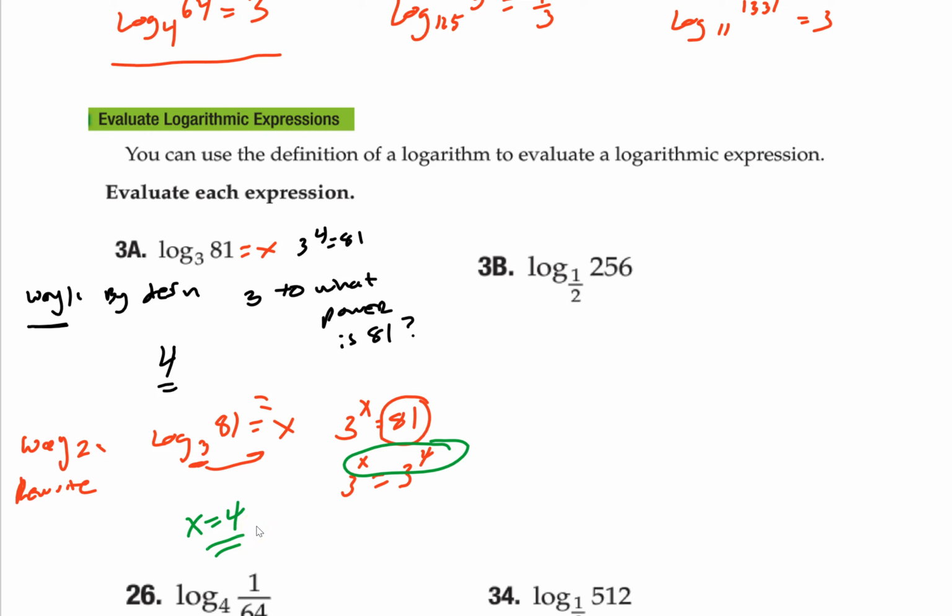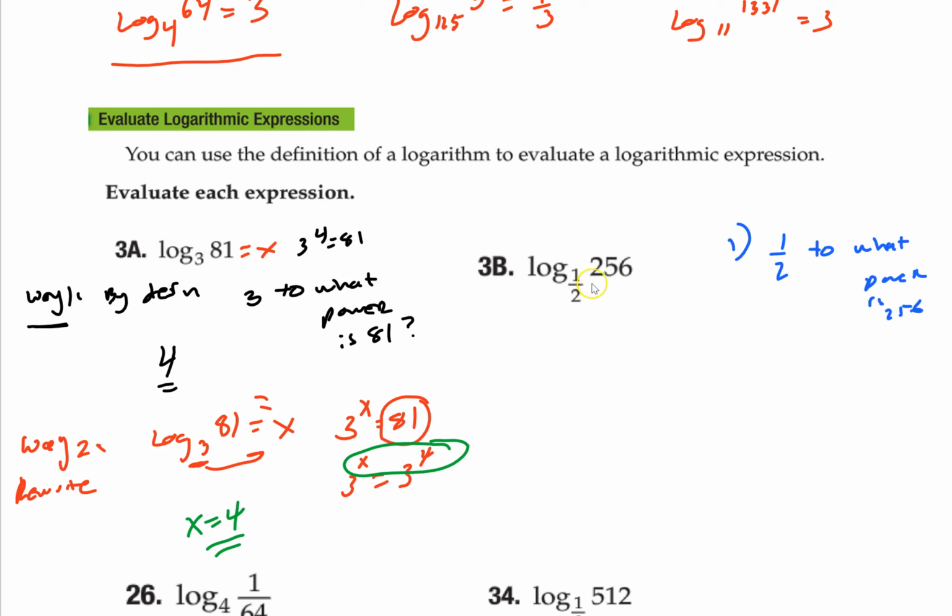So either way you get 4, right? And they're honestly kind of asking the same question. It's just the way you approach it. Do you feel better setting equal to x and then rewriting it, a little more like the homework we had last time? Or do you prefer just to think about it going, hey, 3 to what power equals 81? So it doesn't matter. Let's look at 3b here. Again, same idea. You could go, 1/2 to what power is 256.